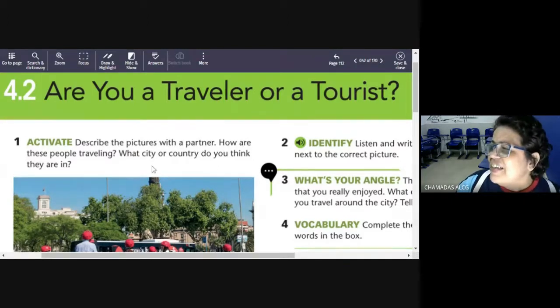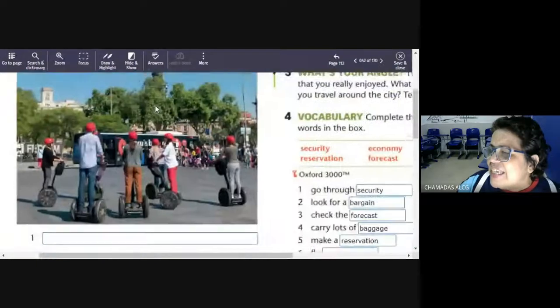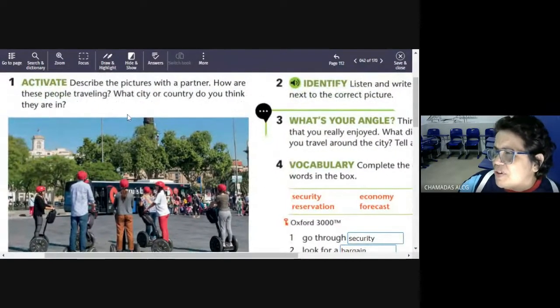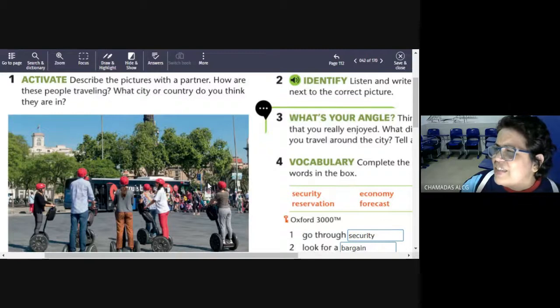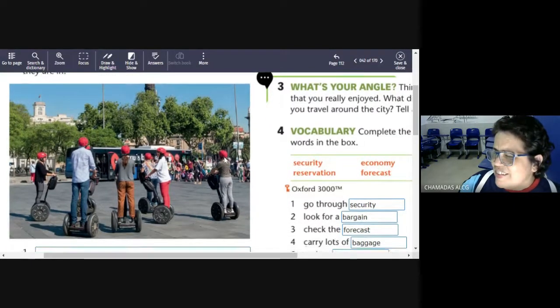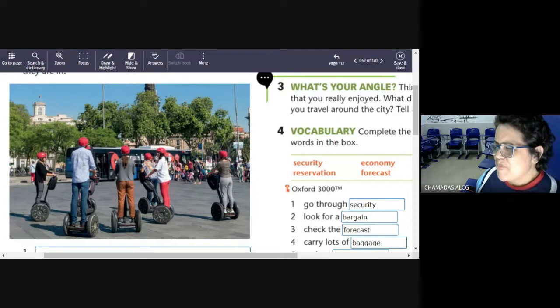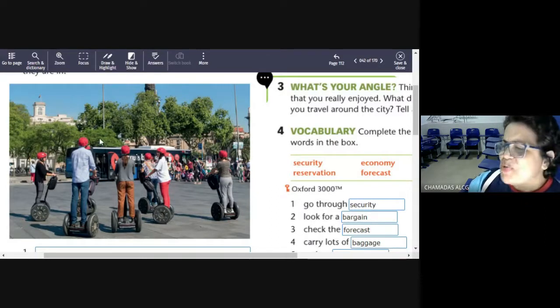Okay. Now let's take a look here. Describe the pictures with a partner. How are these people traveling? What city or country do you think they are in? Take a look at this. How nice, isn't it? Would you like to go around on something like this?